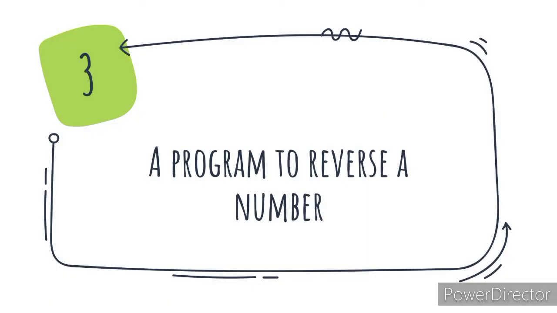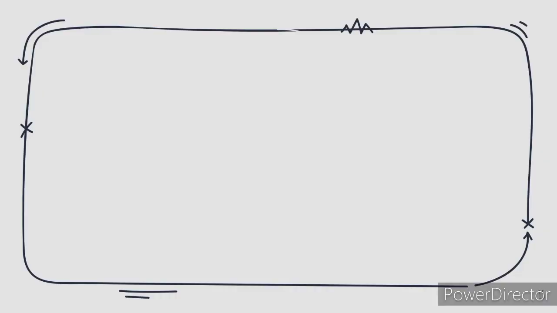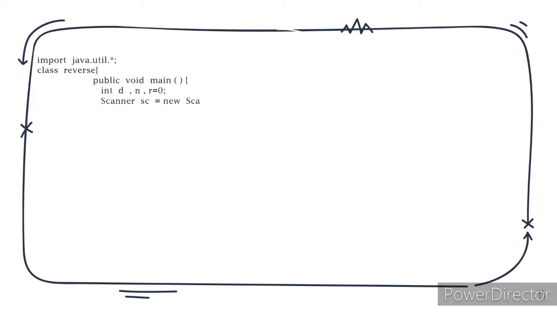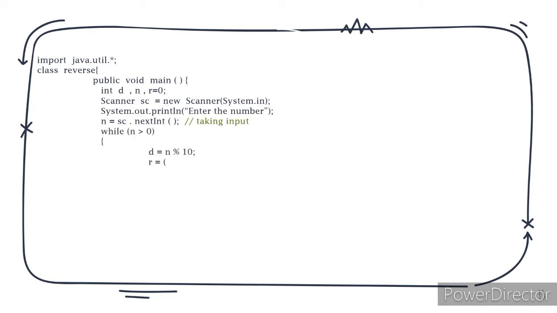The next program we are going to see is how to reverse a number. To reverse a number, I have named the class as reverse. I have taken a variable r equal to 0, for storing the reverse of the number. We take a number as input. We take the while loop, d is equal to n modulus 10. Now you can see I have written a statement over here, r is equal to r into 10 plus d. This is the statement that will reverse the given number.